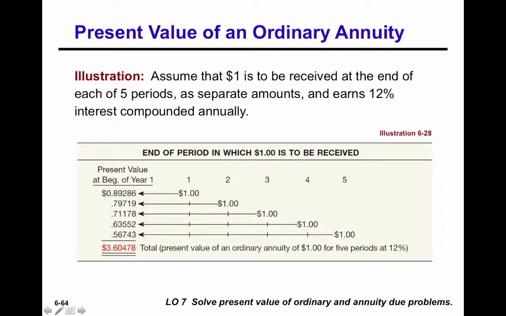So, put another way, this tells you that if you can guarantee yourself a 12% return, you would be indifferent between receiving 5 $1 payments for 5 periods or receiving $3.60 today, because effectively you could take that $3.60, invest it at 12%, and you would be able to withdraw $1 at the end of each of those periods. And at the end of the 5th period, you would withdraw $1 and you would completely deplete the account balance that you had.